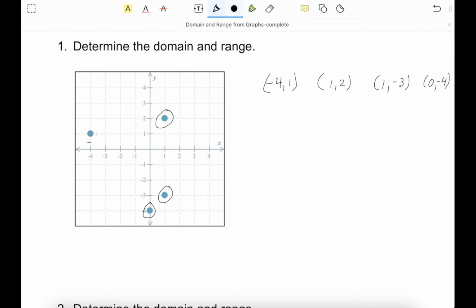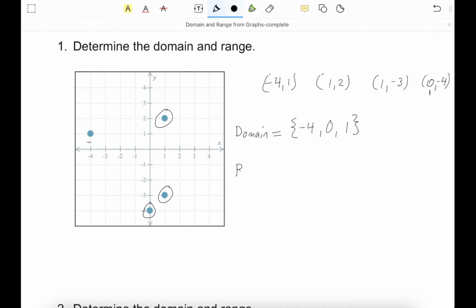And now for the domain, I'll take all the x values. Note that 1 is repeated, so I'll only write that once. I'll put -4. I'll go in order as well. Put 0 second, and then 1. And I put those discrete values within curly braces.